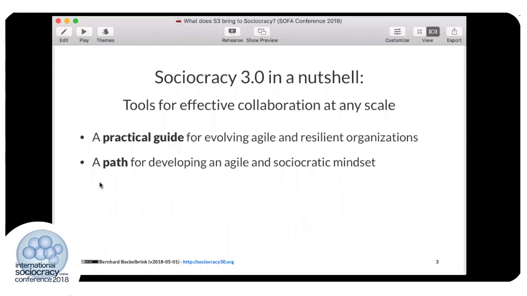And what we call Sociocracy 3.0, what is it? It's a collection of tools for effective collaboration at any scale. You could see it as a practical guide for evolving organizations that are more agile and more resilient. Or you can say it's a path for developing an agile and sociocratic mindset.